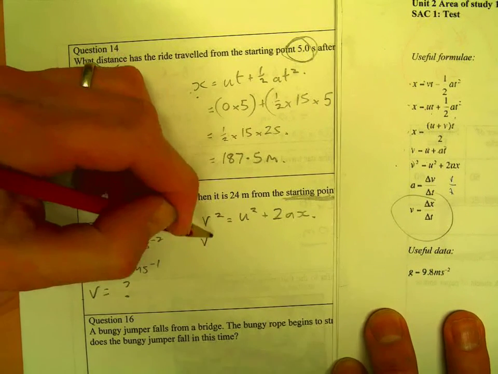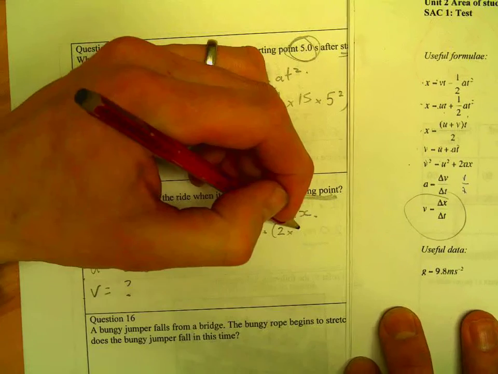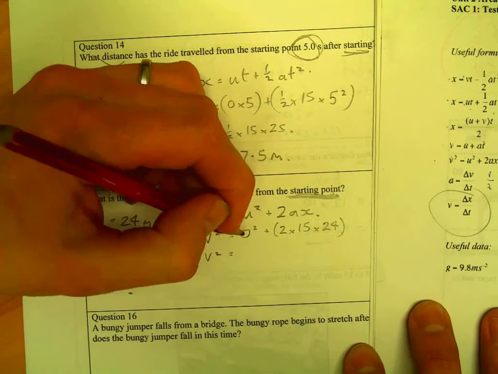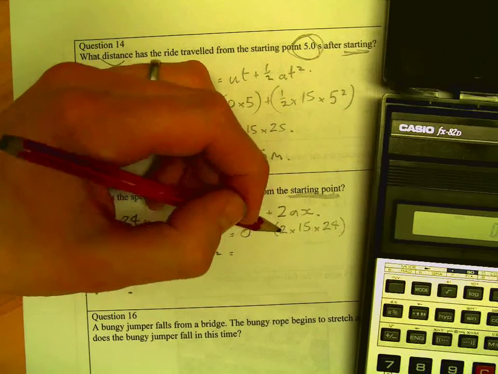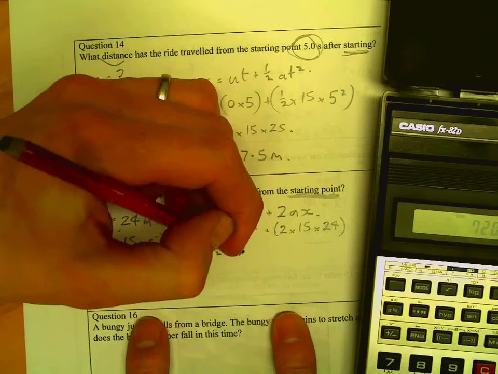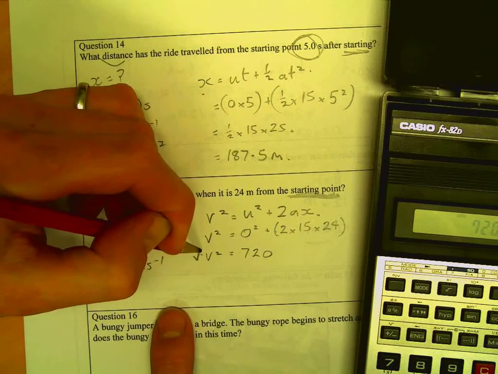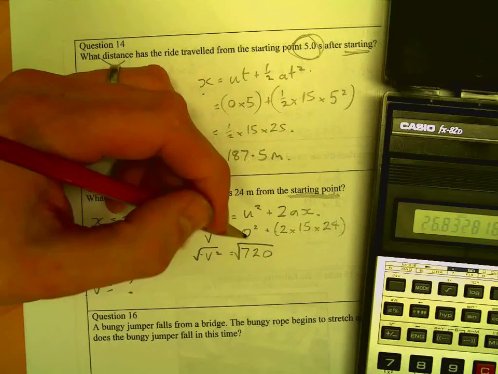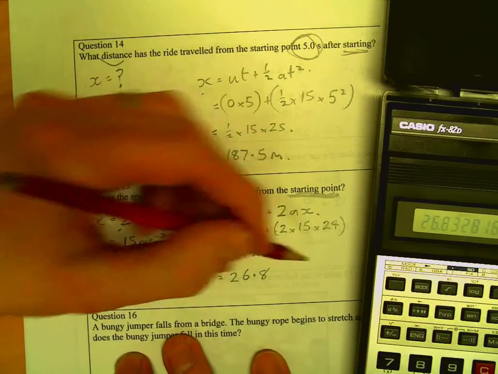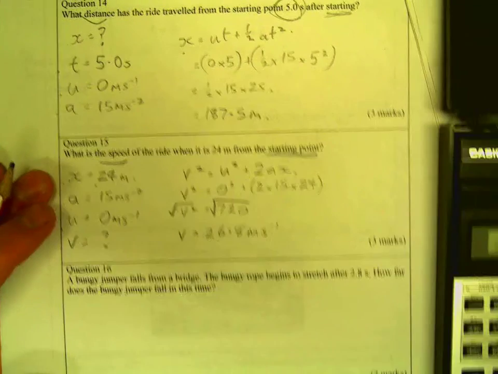V squared is our unknown, so V squared equals U squared, which is 0 squared, plus 2 times acceleration, which is 15, times distance, which is 24. 0 times 0 is 0, so now we're left with these numbers. 2 times 15 is 30, times 24 is 720. So V squared equals 720, so we square root it to get V. The square root of 720 gives V equals 26.8 metres per second. We will continue to question 16.